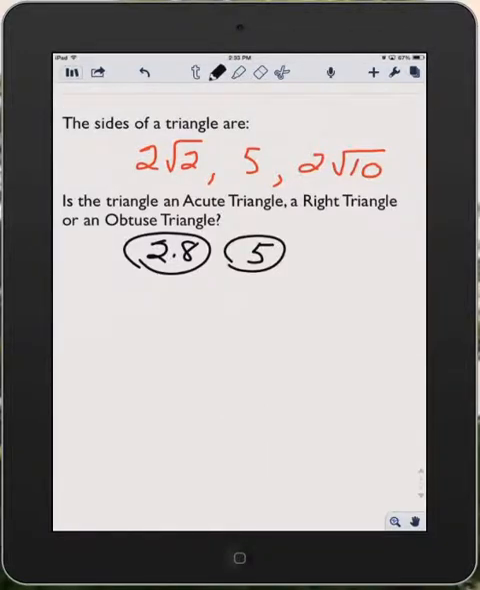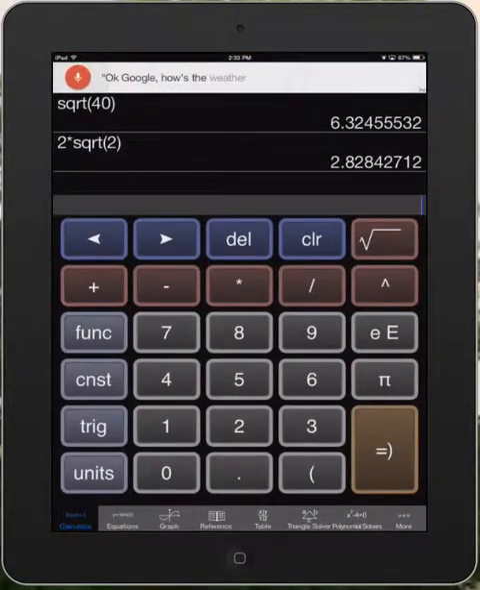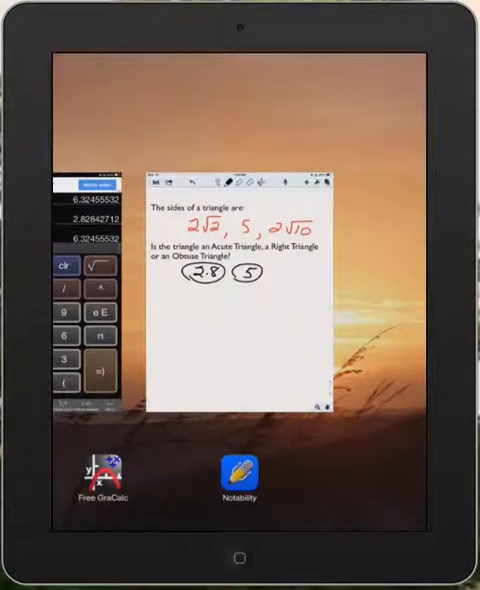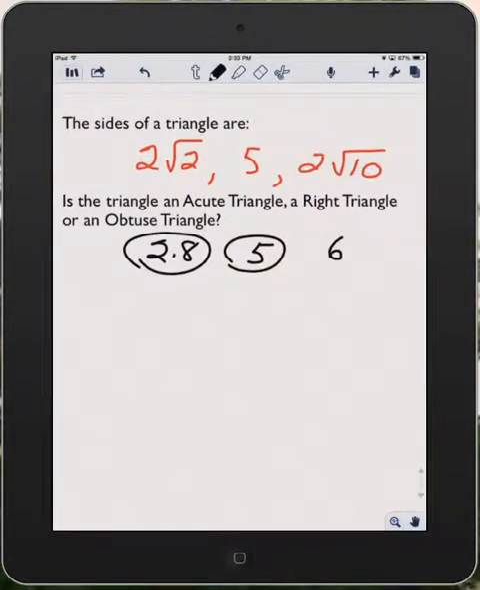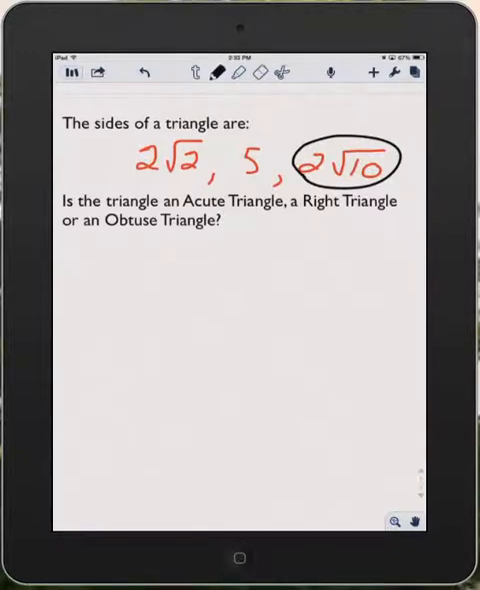The last value, 2 times square root of 10, we'll use the calculator again. 2 times the square root of 10 is 6.3 something. So obviously, going back to the problem, 6.3 is the longest side of that triangle. So now that we've identified the longest side of the triangle, and that's not the only way you can figure out which side's the longest, but we'll just go with that for now.